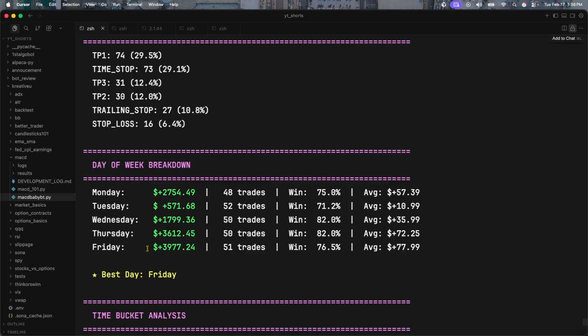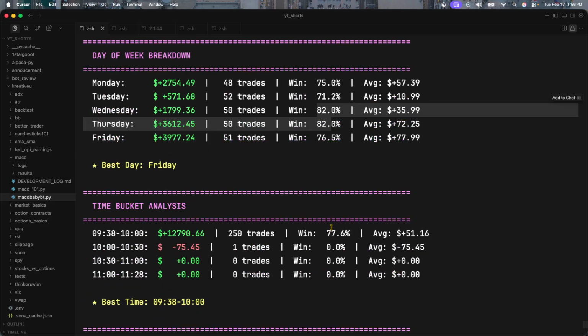On which days, the best day was Friday. Look at that. But for money, if you're looking at win rate, Wednesday and Thursday were the best at 82%. So that's not bad.